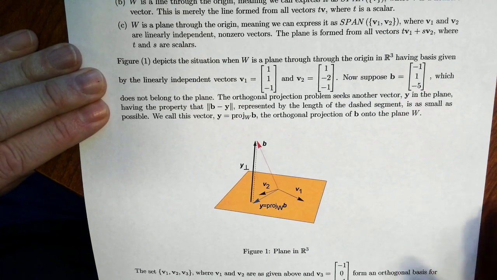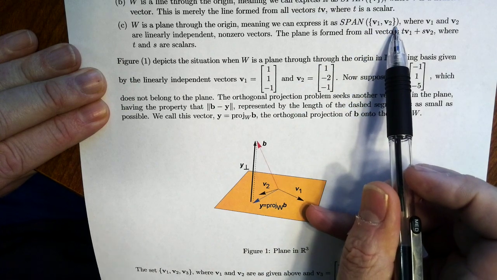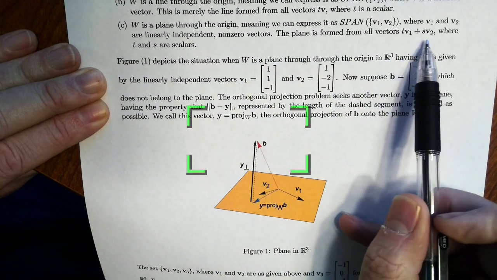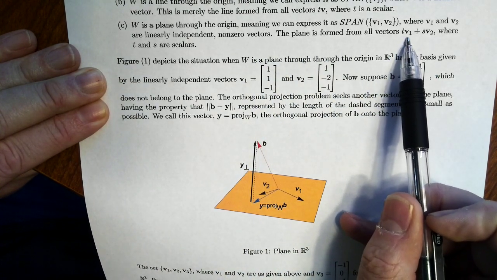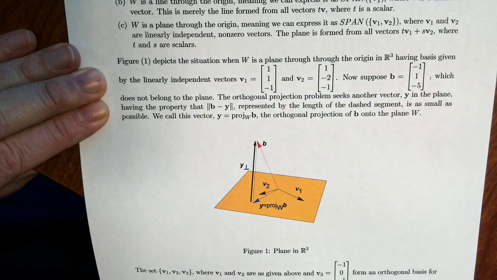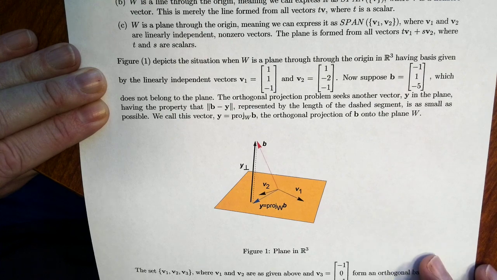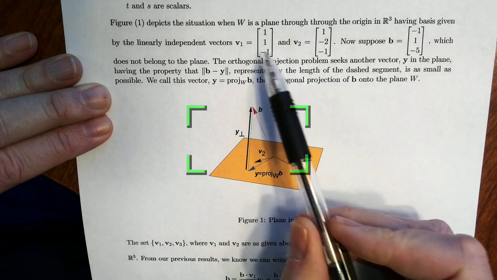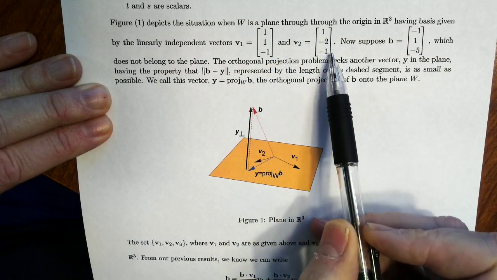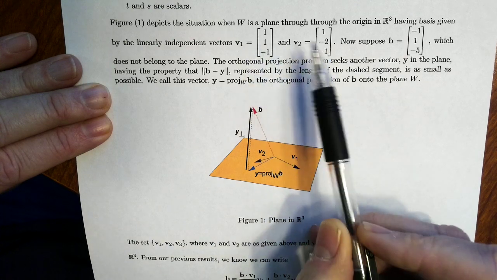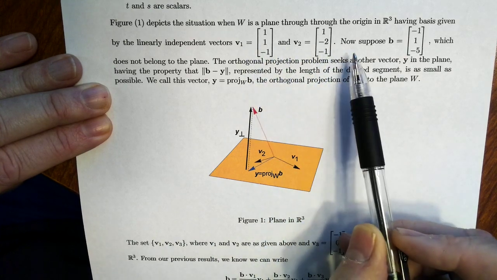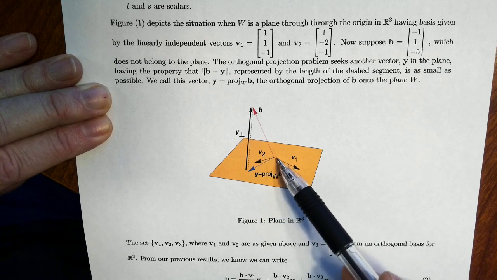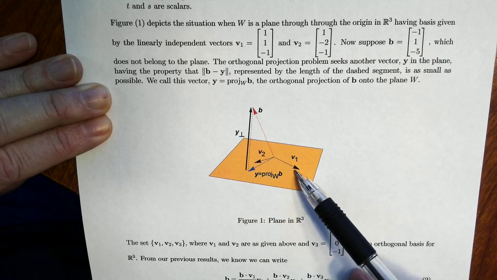If W is a plane through the origin, then we can express it as the span of two vectors, v1 and v2, where v1 and v2 are linearly independent non-zero vectors. And the plane is formed by looking at all possible linear combinations of the form t v1 plus s v2, where t and s are scalars. Okay, so let's take a look at the situation where W is a plane through the origin, having a basis given by v1, 1, 1, negative 2, and v2, 1, negative 2, negative 1. So I'm using two of the three vectors from the previous page. I'm leaving out v3. So the plane, which is in orange here, is formed by looking at all possible linear combinations of v2 and v1.